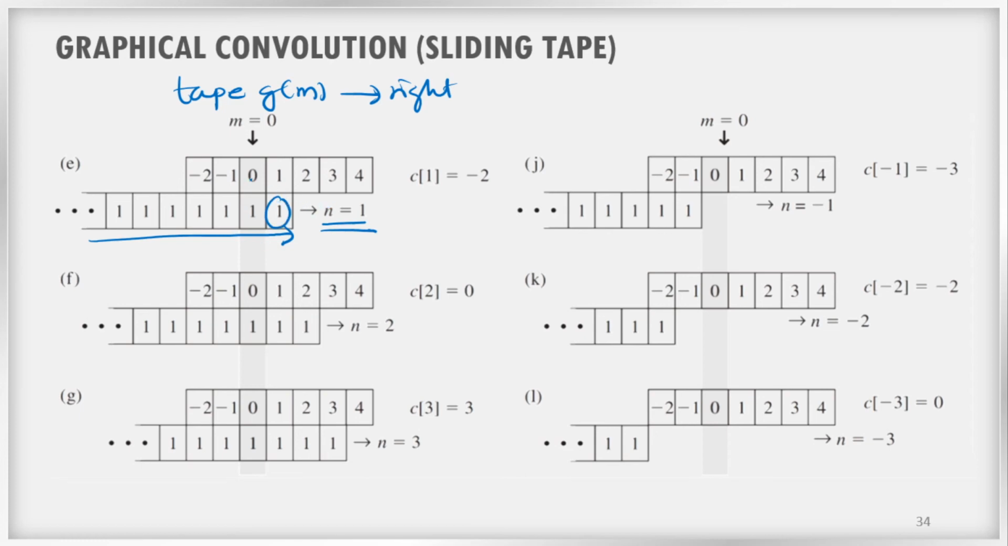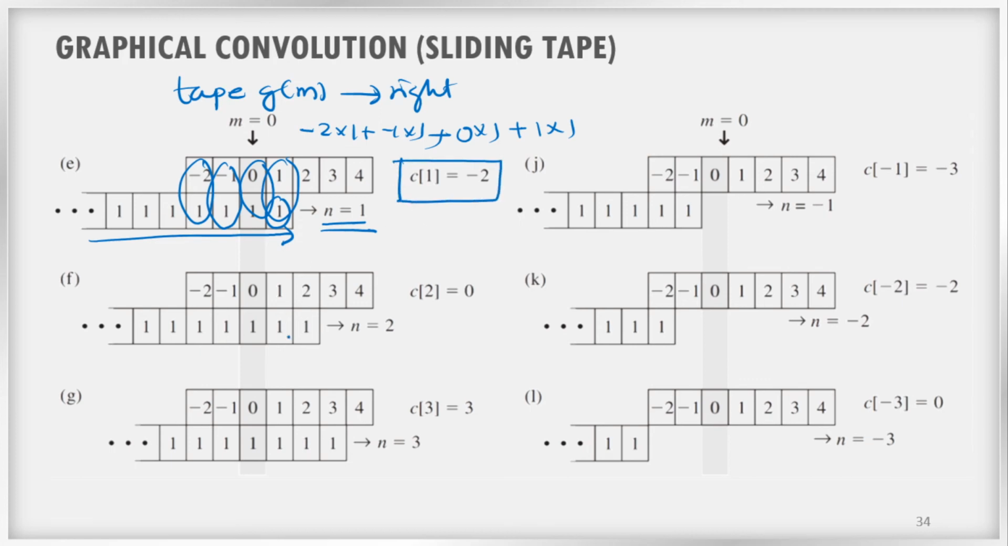Now I have to multiply again. How to multiply? Minus 2 into 1 plus minus 1 into 1, plus 0 into 1, plus 1 into 1, plus 1 into 1. So if you add all these things, what you will get? You will get C1 value, that is minus 2.